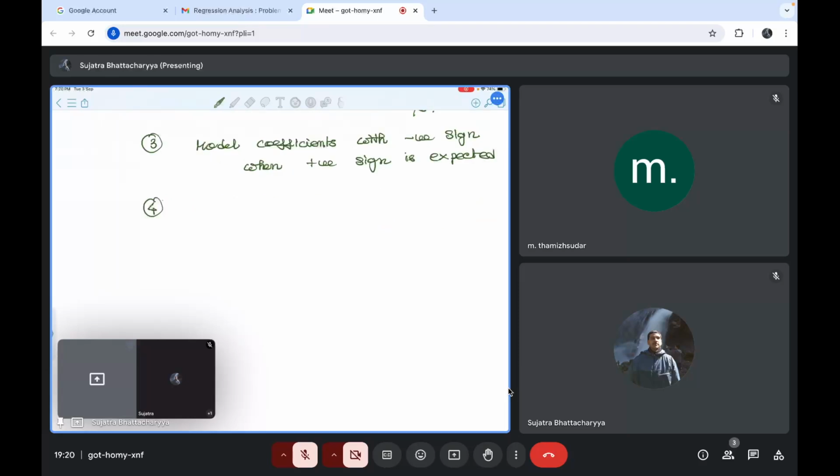Fourth, the global F test has higher significance. This is very well explained in the lecture. High significance, but the partial F tests, none of the partial F tests are significant.